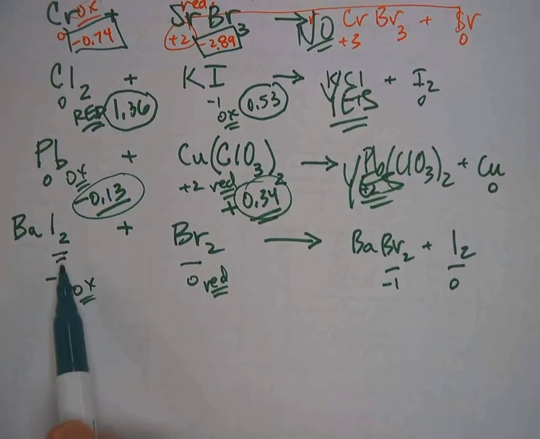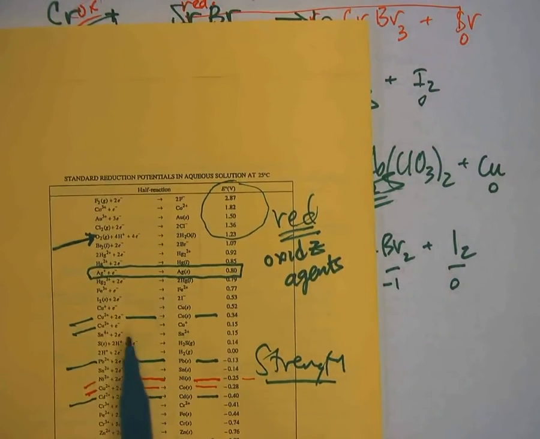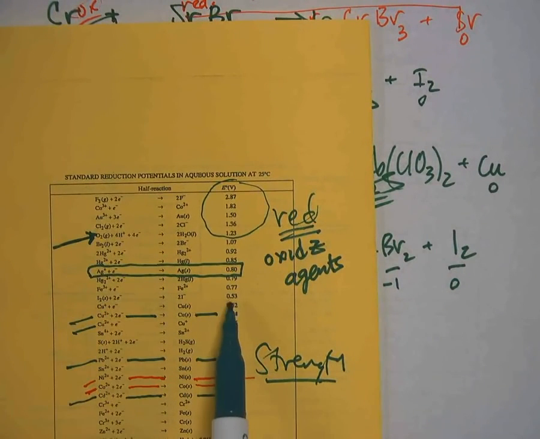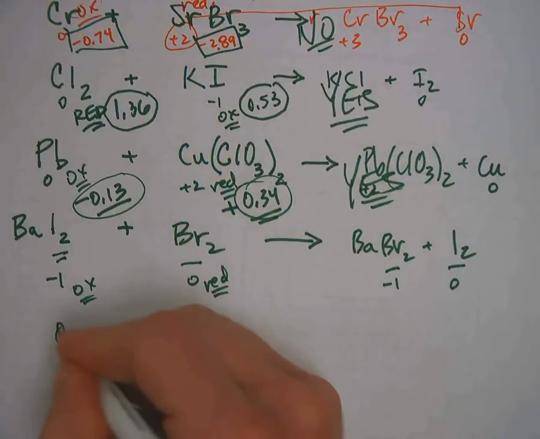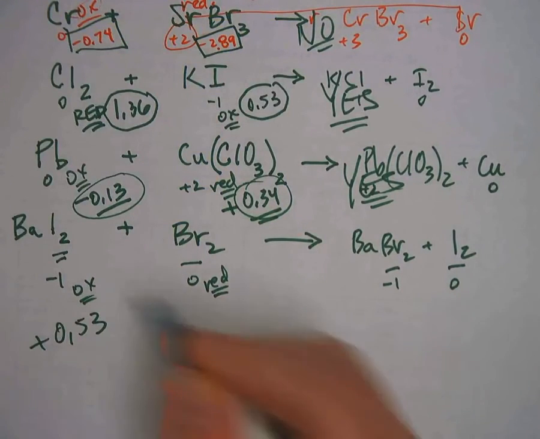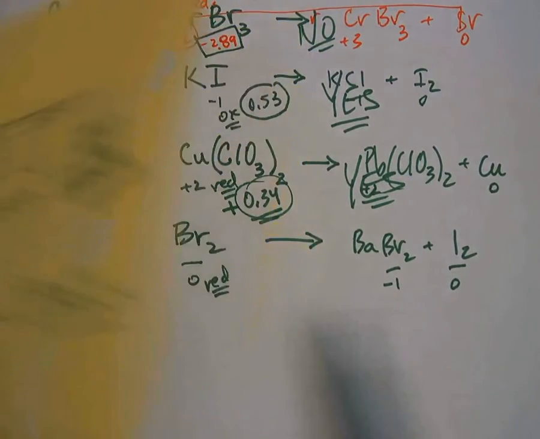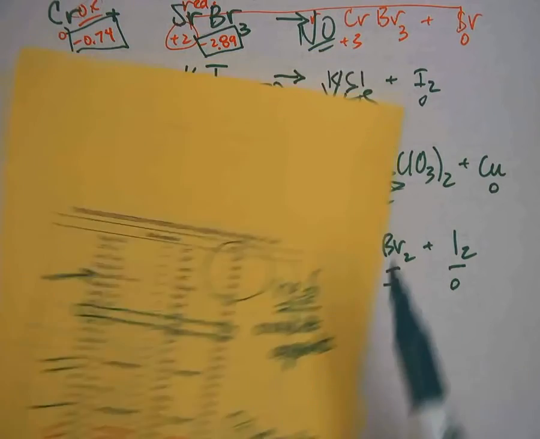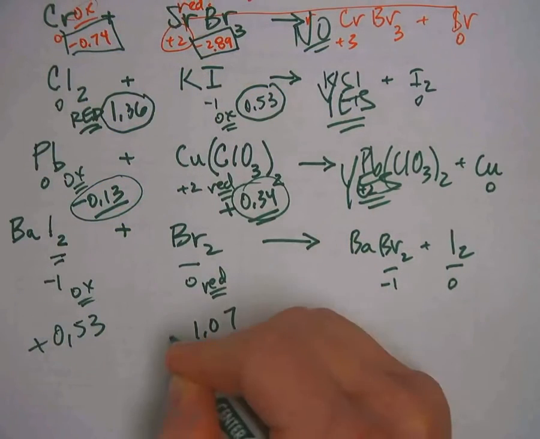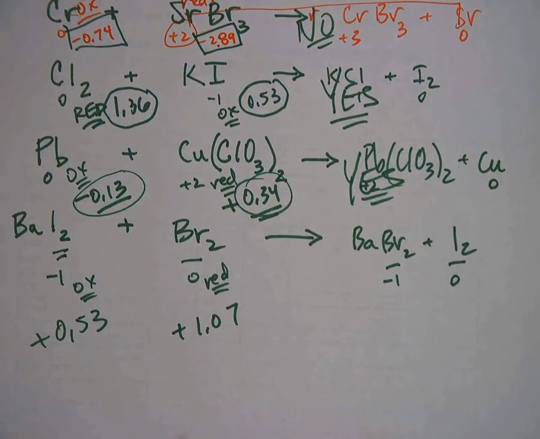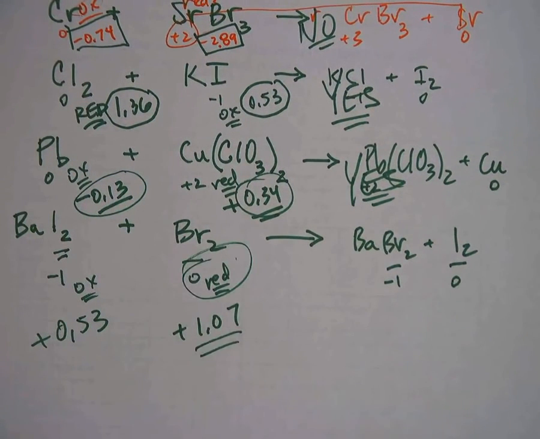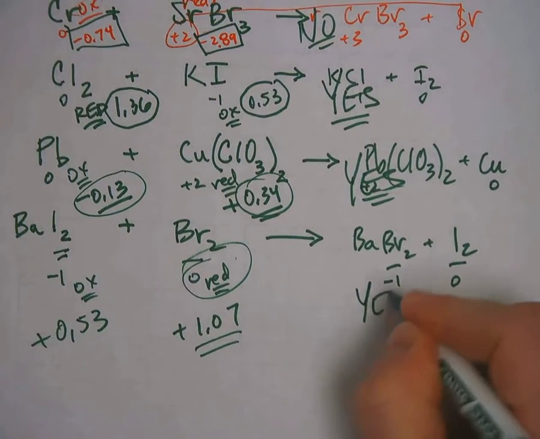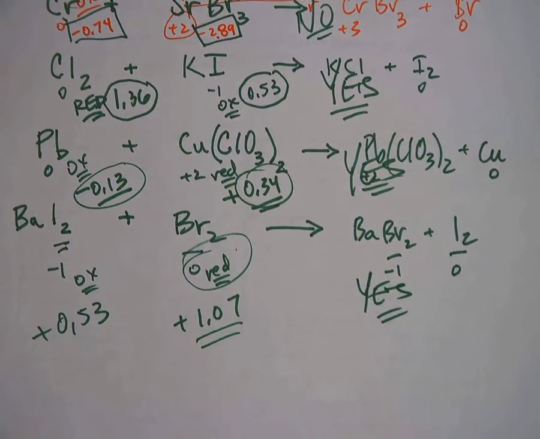Okay, now let's look at the iodine reaction. We looked at that one before. Here's iodine, 0.53. Positive. Bromine, right up here, 1.07. Positive. Okay, who's being reduced? This guy. Does it have the larger number? Yes. So yes, this reaction will occur. It has the higher standard reduction potential.